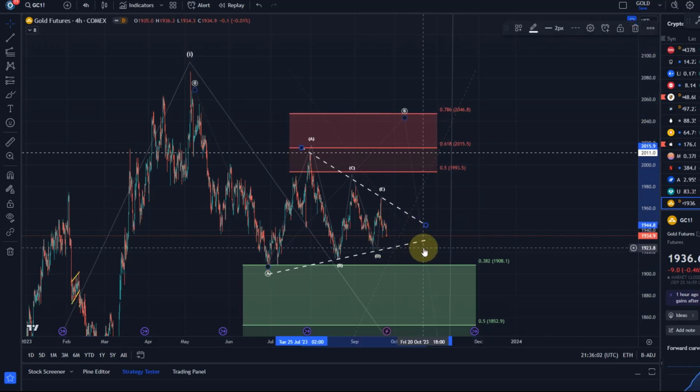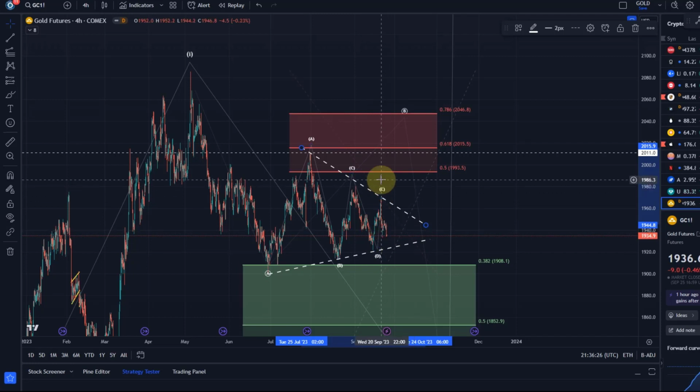And oftentimes these triangles actually do break sort of 2/3 within the triangle, 2/3 the distance towards the apex. And I think we're pretty much there. We're maybe even a little bit over already. So that's obviously what I'm watching. And obviously contracting volatility, lower volatility, that also means lower volume. And that typically indicates that a big move is following.